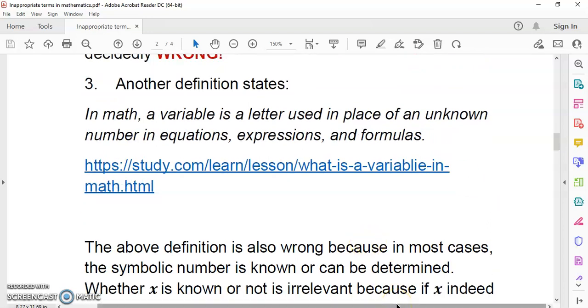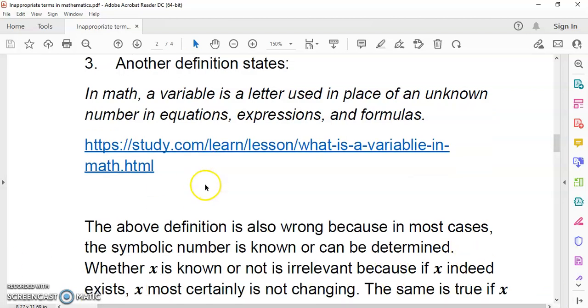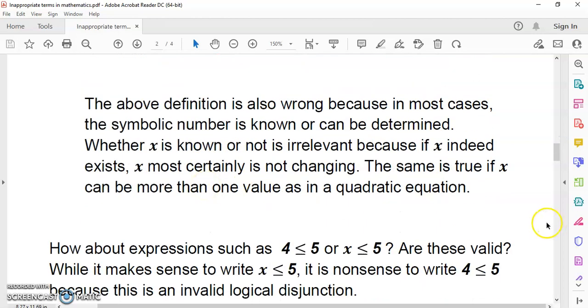Let's look at one more definition. In math, a variable is a letter used in place of an unknown number in equations, expressions, and formulas. Well, the above definition is also wrong, because in most cases, the symbolic number is known or can be determined. Whether x is known or not is irrelevant, because if x indeed exists, then x most certainly is not changing. And if there's more than one solution to x, those solutions are not variables. They're constant. It's true whether one finds values in a quadratic equation or in a system of equations or what have you.